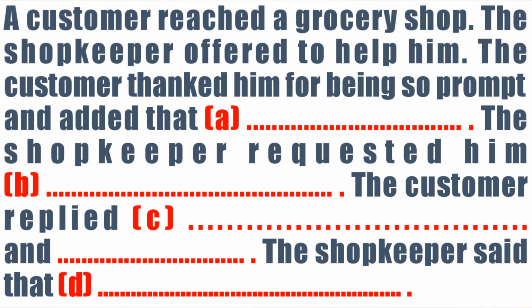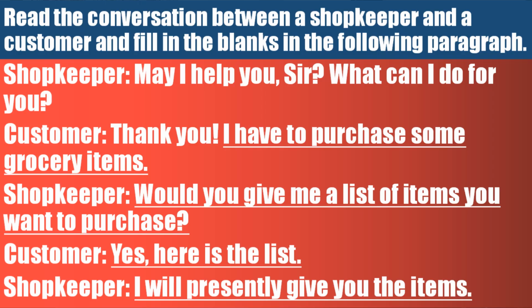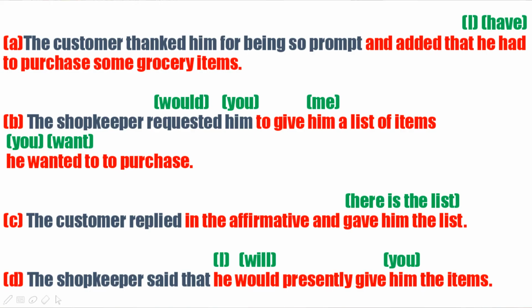The shopkeeper requested him. So the would part has been changed already. The shopkeeper requested him. Okay, requested him what? Go back. Requested him to give me a list of items you want to purchase. Give me a list of the items you want to purchase has to be changed into indirect speech. We will go to the rough work. The shopkeeper requested him to give him a list of the items he wanted to purchase.